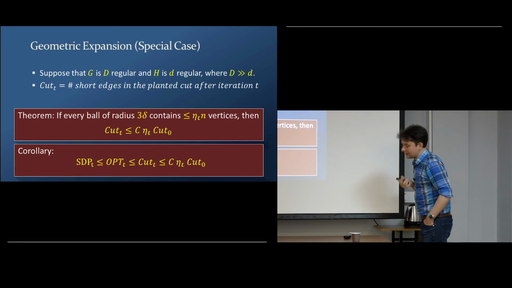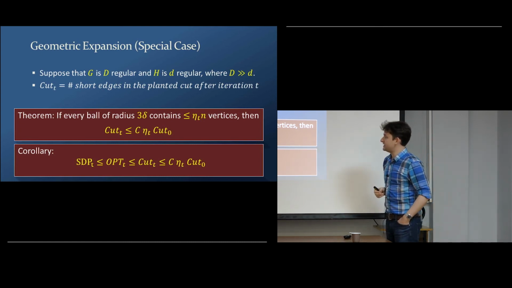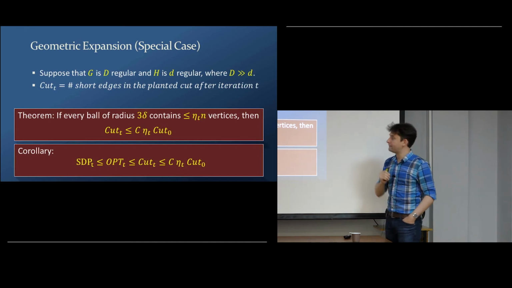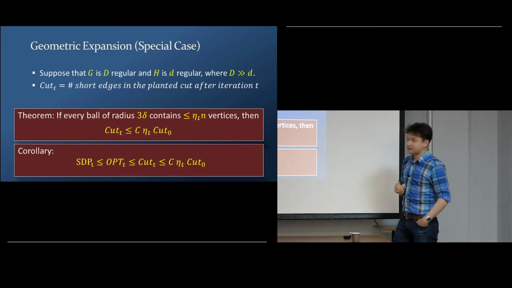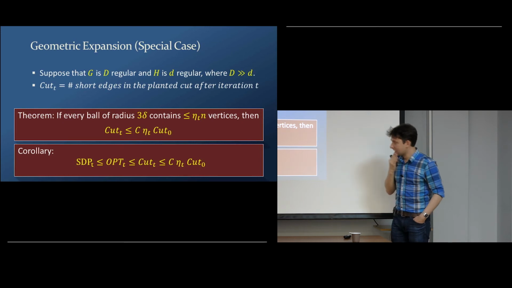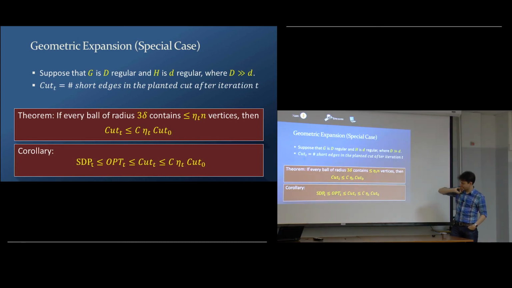The main theorem that we show for this case is as follows. We call it geometric expansion. Suppose that after iteration t, the heaviest ball of radius 3 delta contains at most ε_t n vertices. Then denote by cut_t the number of short edges, so edges of length at most delta, between L and R. So this cut_t is the number of edges that remain between L and R in this bipartite graph after iteration t.